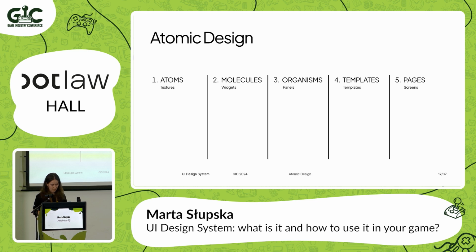The third one are organisms. We call those panels in game design, and this, for example, is the list of the buttons you already made. The fourth one is templates, and it also translates to templates.